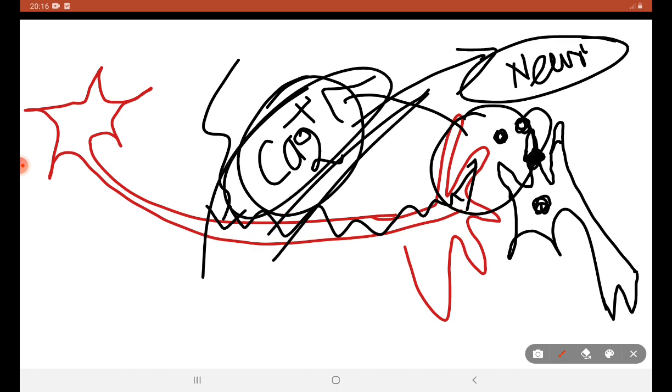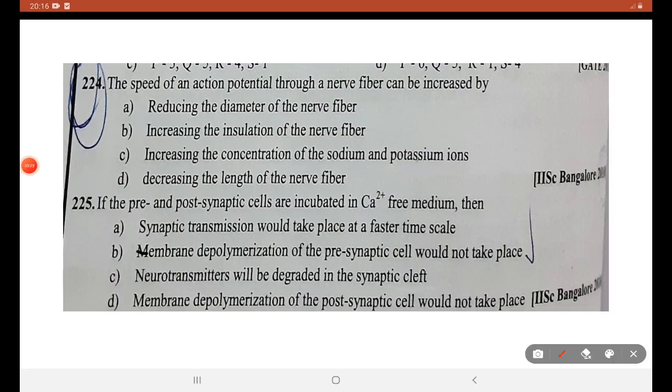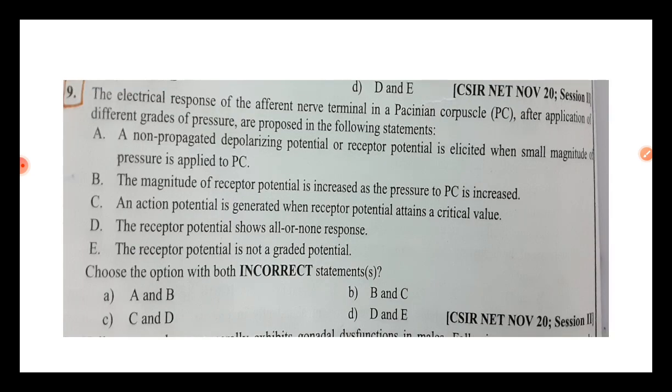So Ca2+ in the presynaptic is not disturbed even if they are placed in the Ca2+ free medium. So the answer will be: membrane depolarization of presynaptic cell could not take place. This is a wrong statement. D is the correct statement. D is the right answer. This question we have seen already.